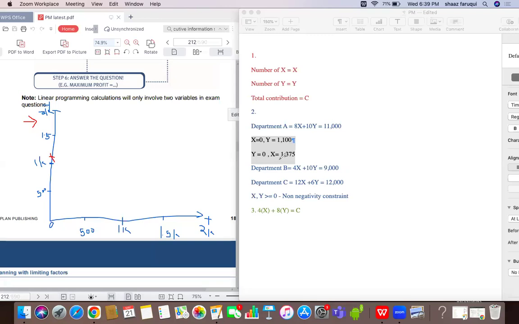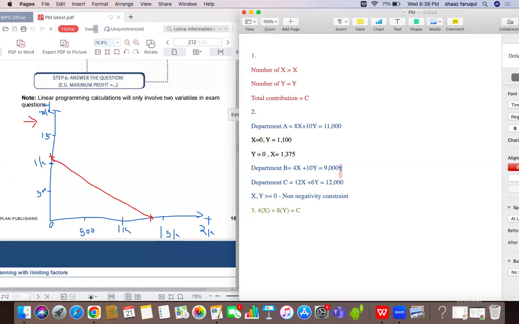And if y is equal to 0, x is equal to 1,375. So if 1,500 is here, 1,375 will be somewhere over here. So now you have 2 points. Just join those 2 points and form a line. Similarly, you have to do with all the other constraints. Look at department B.